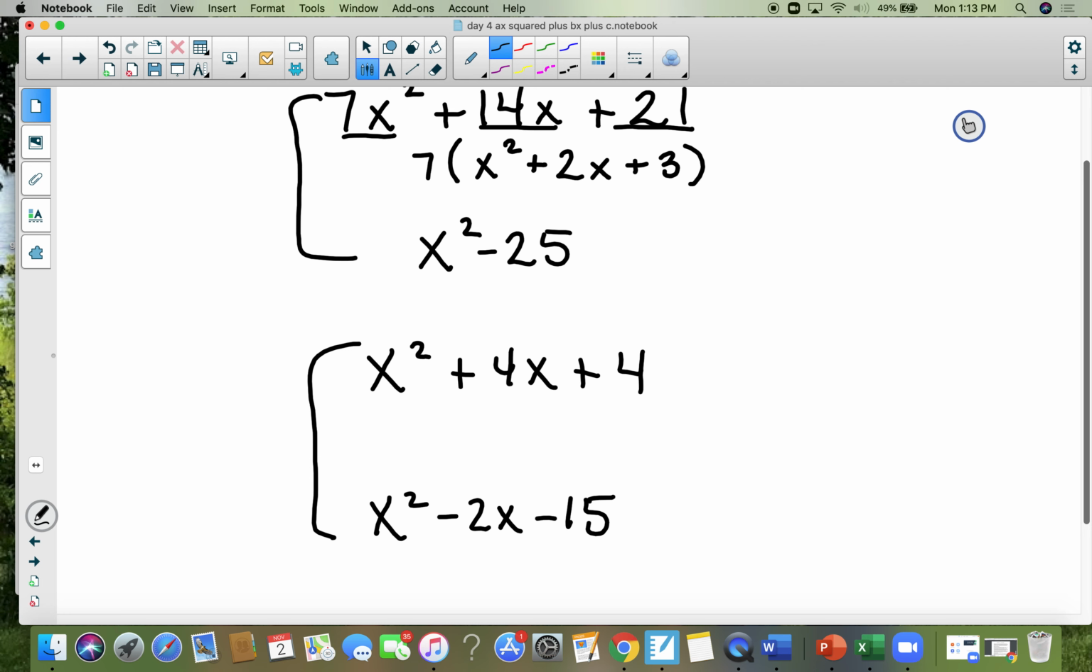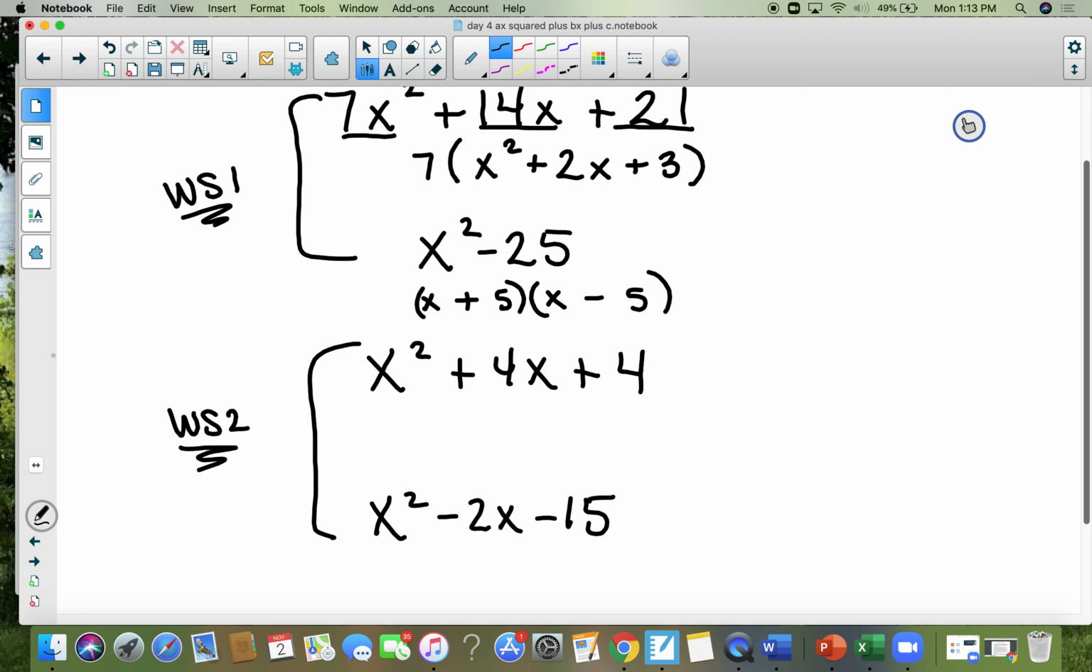The second one, two sets of parentheses, an x goes here and an x goes here. 5 times 5 equals 25, and you need a plus and a minus. So this was on the worksheet for day 1 so far, and this was on the worksheet for the second day.